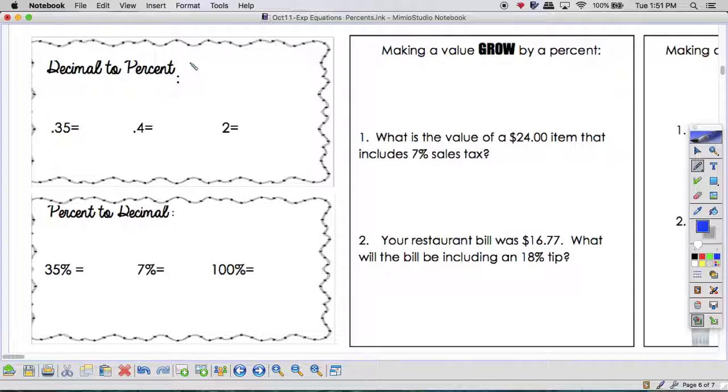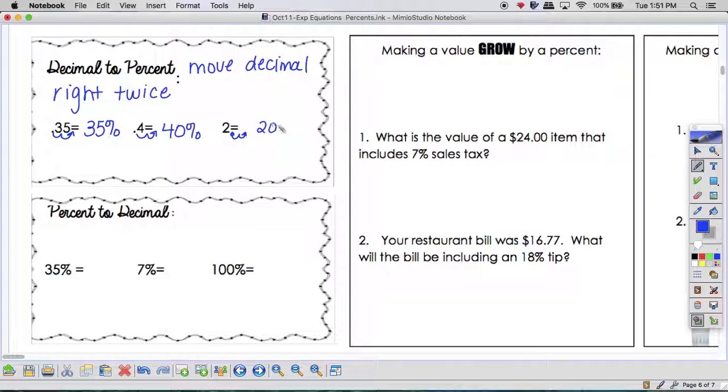Okay, if we are taking a decimal to a percent, so for example 0.35, if I want to make it a percent, I just need to move the decimal, and a lot of times students forget which direction. We would move the decimal right twice. Okay, so I'm going to move the decimal to the right twice. 0.35 is the same as 35%. Okay, if there's not a number there, you could put a 0. So this is the same as 40%, 0.4. And if there's no decimal, this decimal would be after this 2. So this would be 200%.